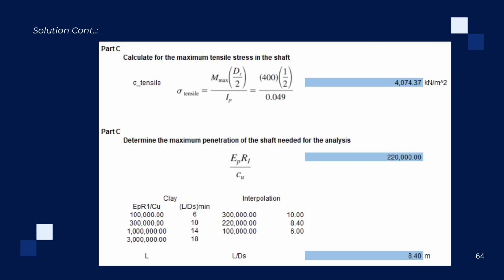Part C. Calculate for the maximum tensile stress in the shaft. Sigma is equals to M max (DS over 2) over IP. Part D. Determine the maximum penetration of the shaft needed for the analysis. EP times RI over CU.